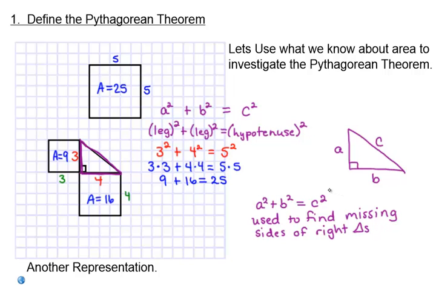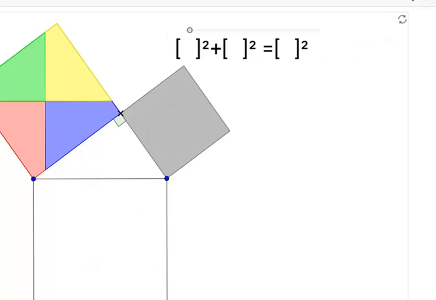Okay, so there it is. Now, I just showed you one specific example with a 3, 4, 5 triangle, which is called a Pythagorean triple. Let me show you that it works for any right triangle.